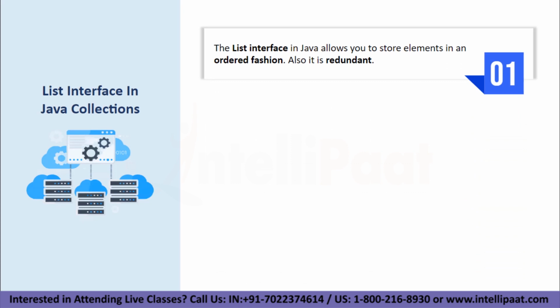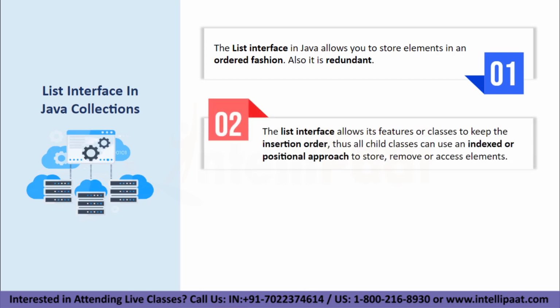List interface in Java provides a way to store the elements in an ordered manner. It extends the collection class and most importantly supports the redundancy, which simply means that the duplicate elements can be added into the list classes. The list interface allows its features or classes to maintain the insertion order. Hence, index or positional approach is achievable for all the child classes.